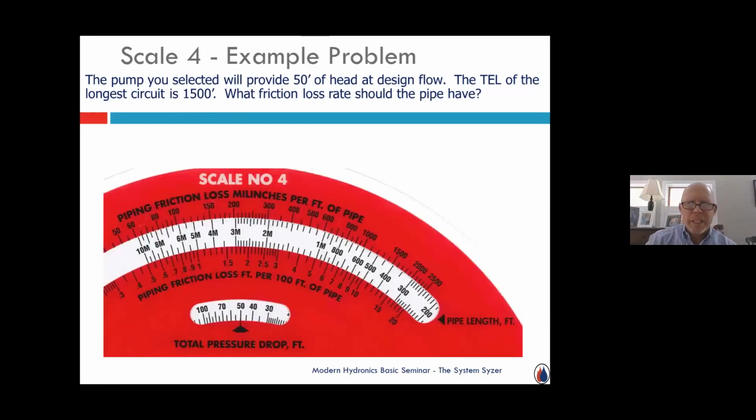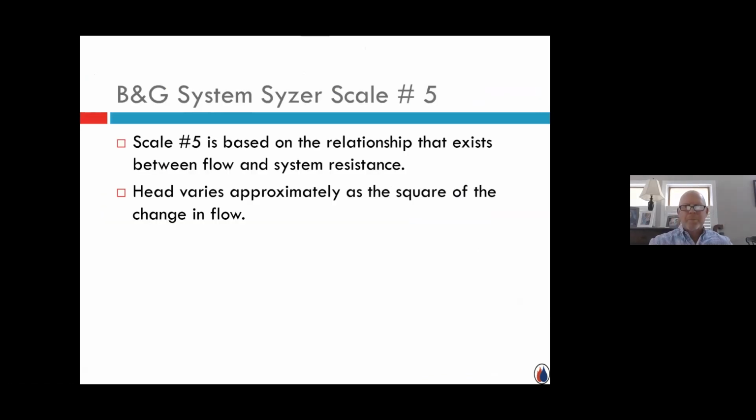So there, what we're saying is I have 50 feet of head loss here, and I have a TEL of 1,500 feet. So there's 1,000, there's 2,000, there's 1,500. So I should be picking the pipes on scale 2 at a frictional resistance of about 3, no more than 3.4, 3.5 feet of head when I go on scale 2 to pick my pipe. And in doing so, I know that I will have the desired flow rate, and the pump will be able to provide that 50 feet of head, and be able to overcome the frictional resistance of 1,500 feet of piping and fittings. So pick 3.4.